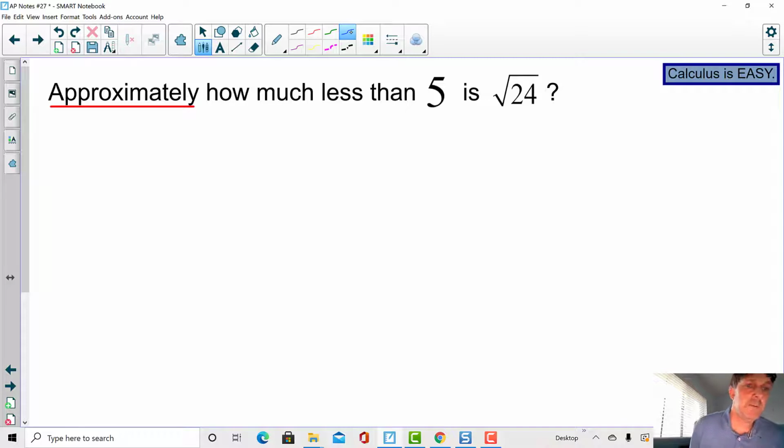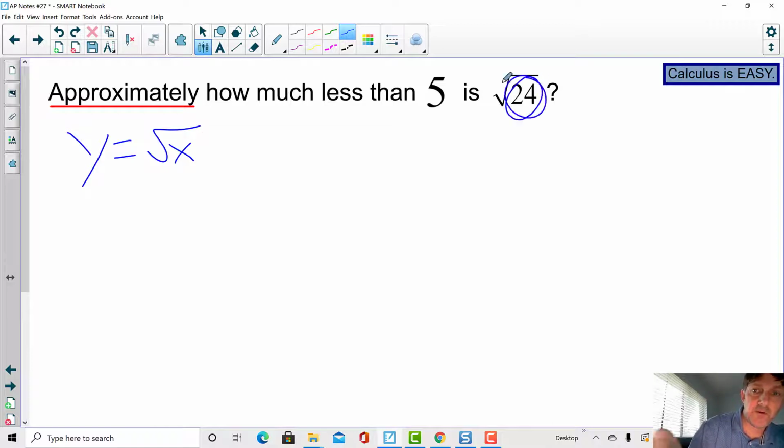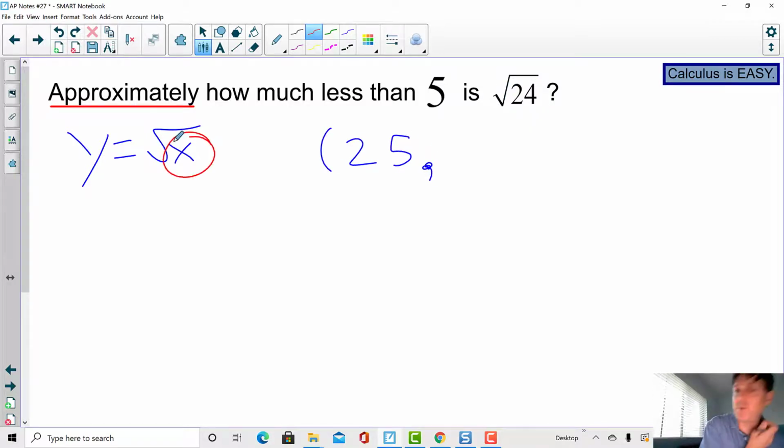Okay, this one's going to be very similar to all the other ones that we just did. We're going to use the square root of x for our function. We're going to use an easy value that we know that's near 24, so we know the square root of 25. So our x value is going to be 25. When we plug a 25 into our square root function, we get 5. So that's our point. We've already done this one a couple times.